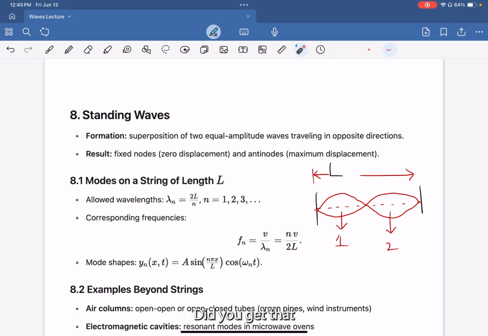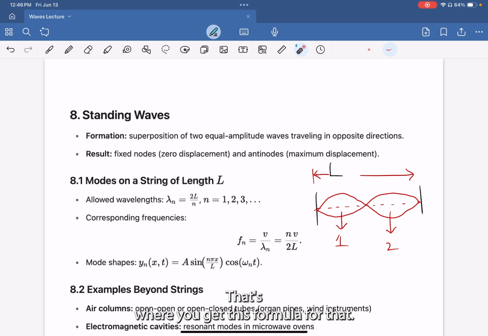Did you get that? From one node to the next node, I should correct myself. From one node to the next node, the distance is lambda by 2. Lambda by 2, right? From one node to the next node, the distance is lambda by 2. Same thing from one antinode to the next antinode, the distance is again half the wavelength. Okay. All that becomes important.